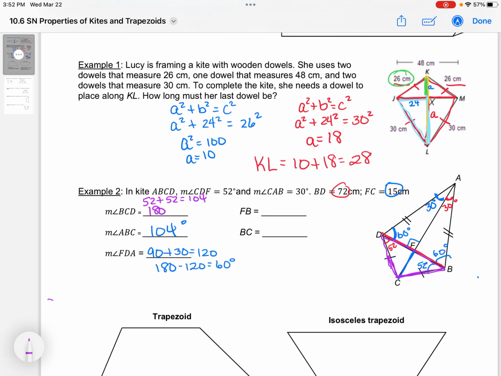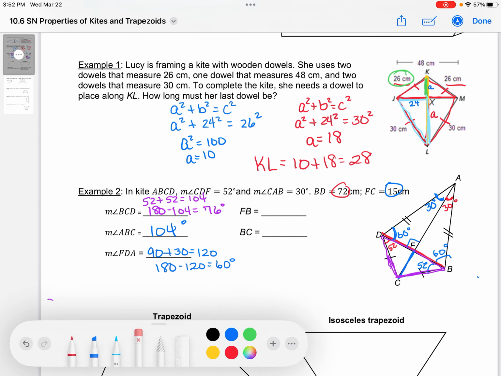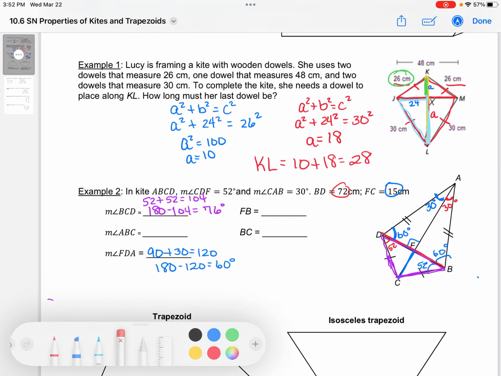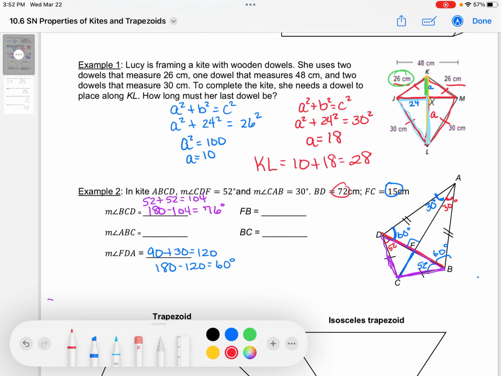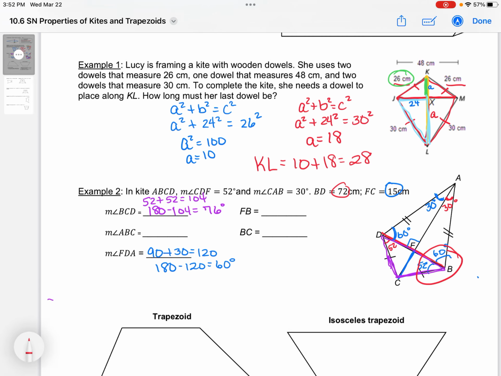And 180 minus 104 equals 76. Okay, and then I have to redo this one. See, now you see how teachers do stuff. Isn't this enlightening? ABC is these two together. So ABC is 60 plus 52 equals 112. Okay.